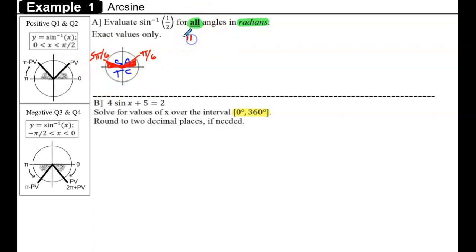So using our pi over 6 principal value, we can write an expression representing all of the coterminal angles to pi over 6. So that would be plus or minus k times one revolution around the circle of 2 pi, and that's when k is an element of the integers. And that would capture all of the first quadrant solutions to arcsine of 1/2.